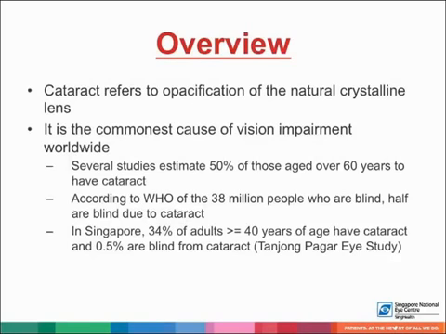In fact, according to WHO, of 38 million people who are blind, half of them are blind due to cataract. So it's really a lot of reversible or treatable vision impairment. In Singapore, studies have shown that about 34% over the age of 40 have visually significant cataract, and 0.5% of them are blind from cataract or have poor vision because of cataract, from the Tanjong Pagar eye study.